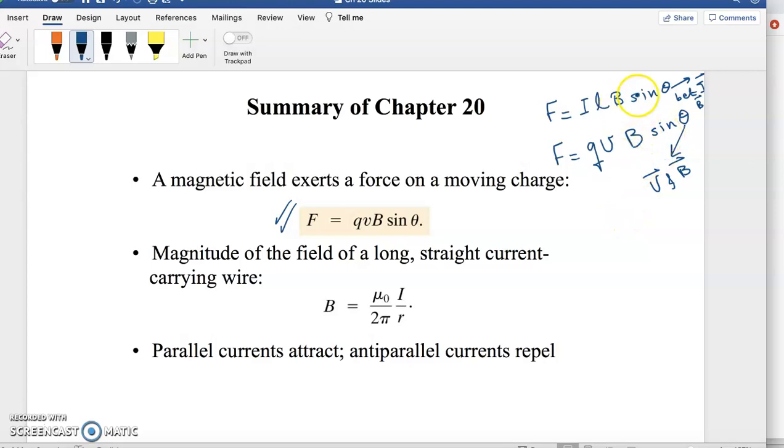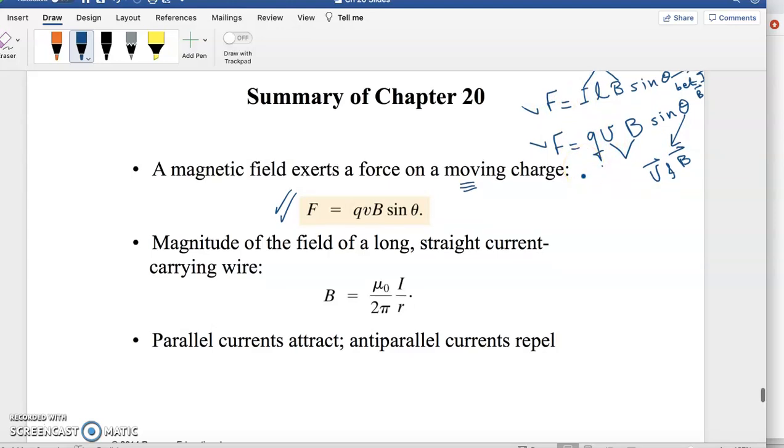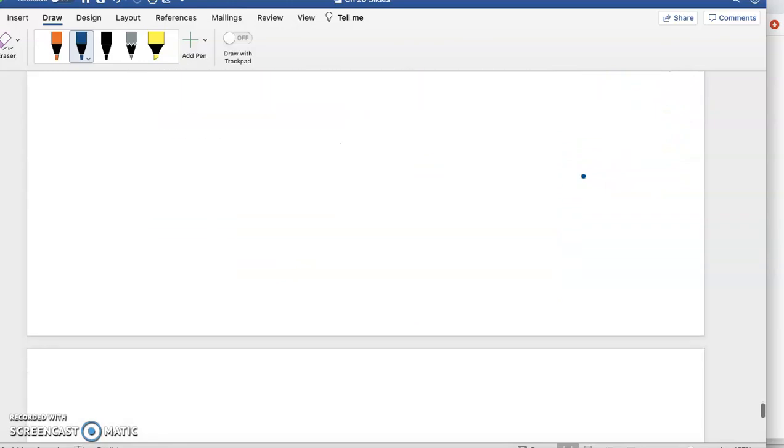All right, so this is between I and B, and this is between V and B, because this is the velocity of the charge. And see here, it says moving charge. So if it's not moving, there will be no force. It's the movement of the charge in the magnetic field which will create the force on that charge. But if you see, guys, these give us only the magnitude of the magnetic force on the current and on the charge, but it doesn't really give you the direction of that force. I will skip this formula.